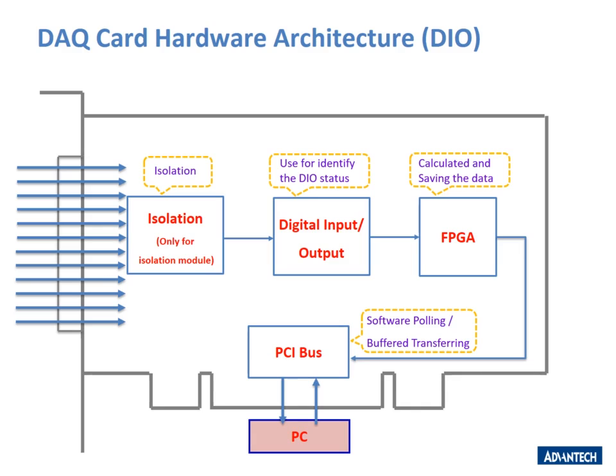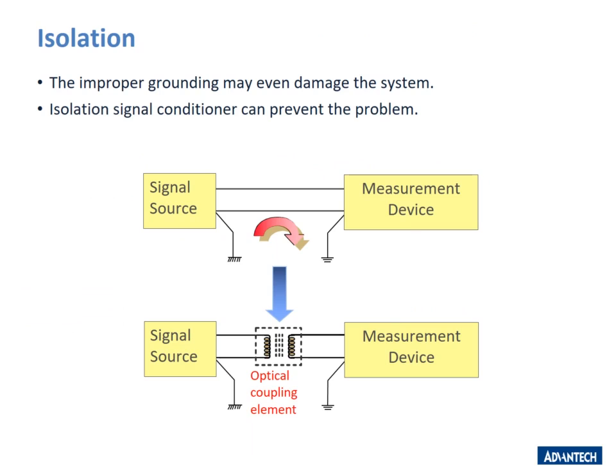data to the computer. For the isolation, we have also mentioned it in the last video, common sensor introduction and signal introduction. Isolation is one kind of circuit design with an optical coupling element. It can isolate the signal source and measurement device, preventing the system from being damaged by unpredictable noise signals. With this design, the digital input and output module can support higher voltage.